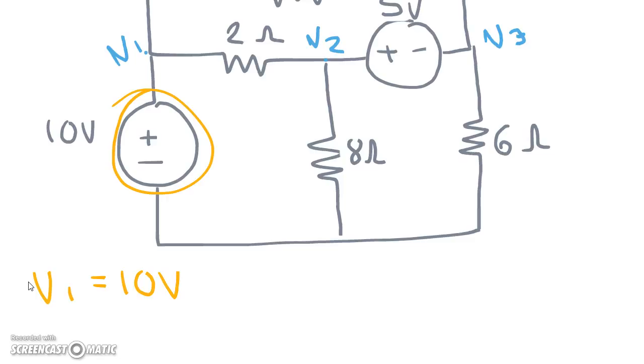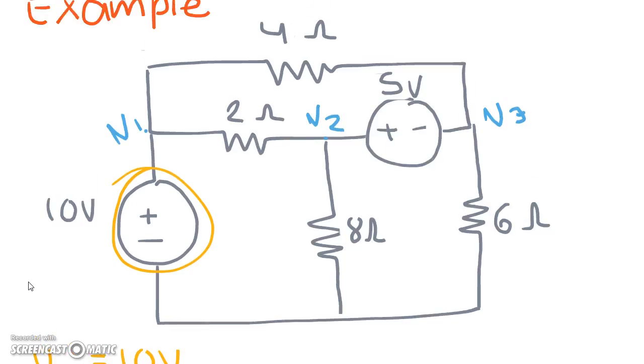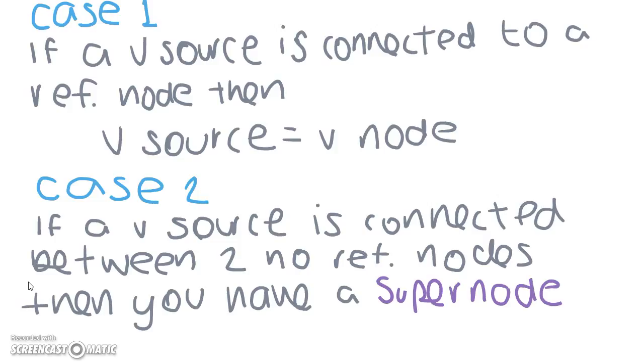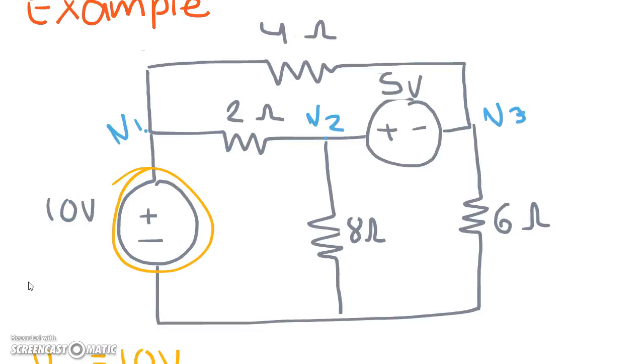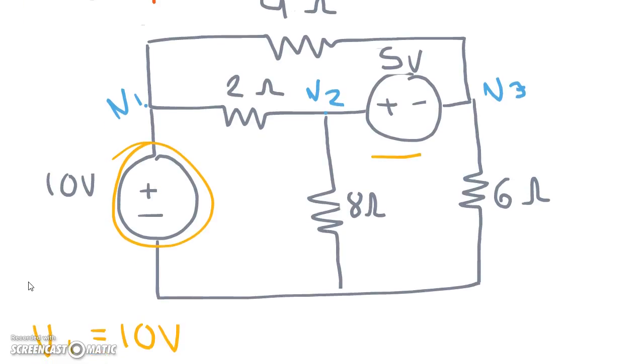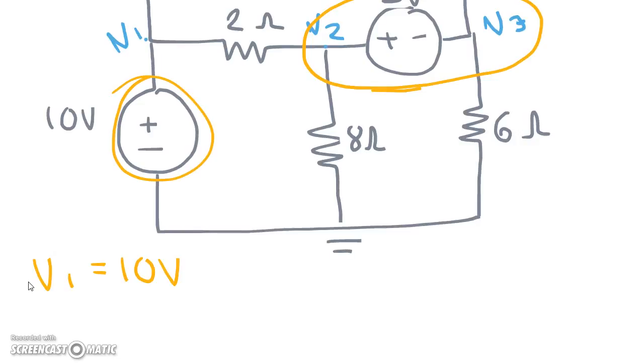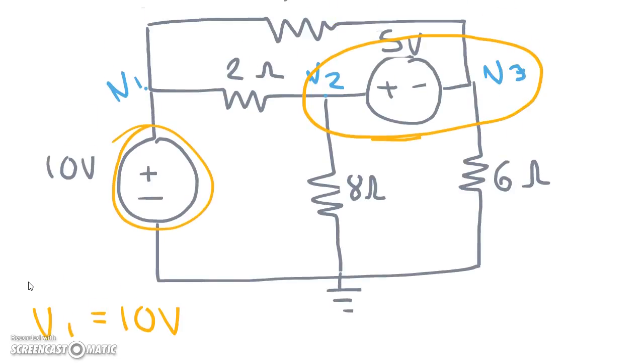Now let's analyze the other nodes. Case number 2 said, if a voltage source is connected between two non-reference nodes, then you have a supernode. Now we have here a voltage source connected between two non-reference nodes, so this is a supernode. Let's not forget to put a reference here that is called Earth. So now we have the voltage, the supernode, and case number 1.